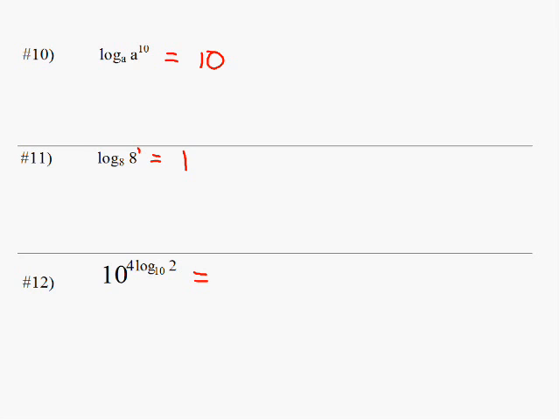Number 12 is not as simple. This one is a little bit more work. We would like to say the answer is just 2 because the exponent and the base are the same number of 10. Scratch that. The base of 10 is the same as the base of the exponents of the logarithm, both 10. So it'd be great if the answer was just 2, but it's not because that 4 is hanging out in front. That 4 needs moved.